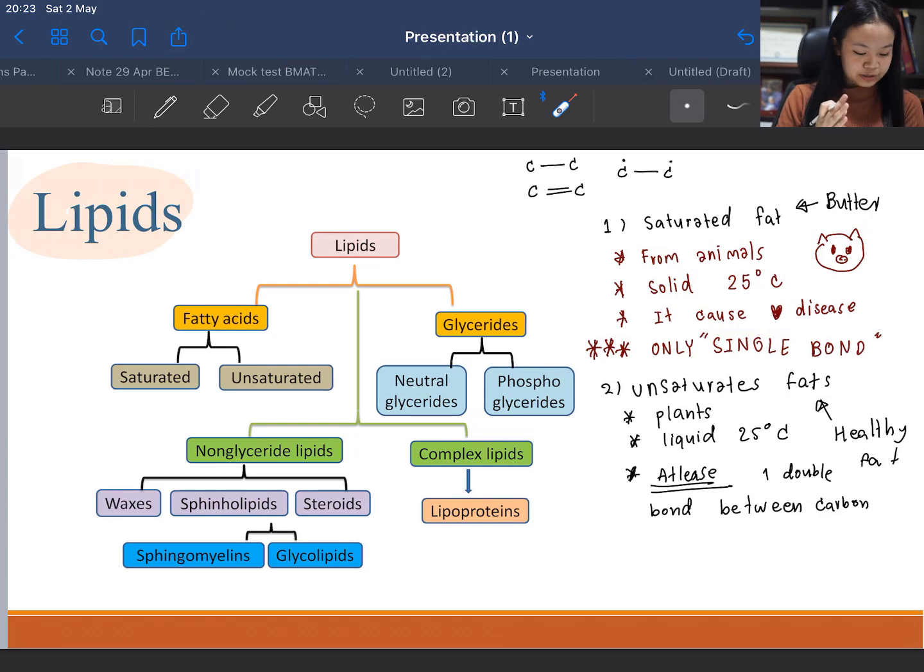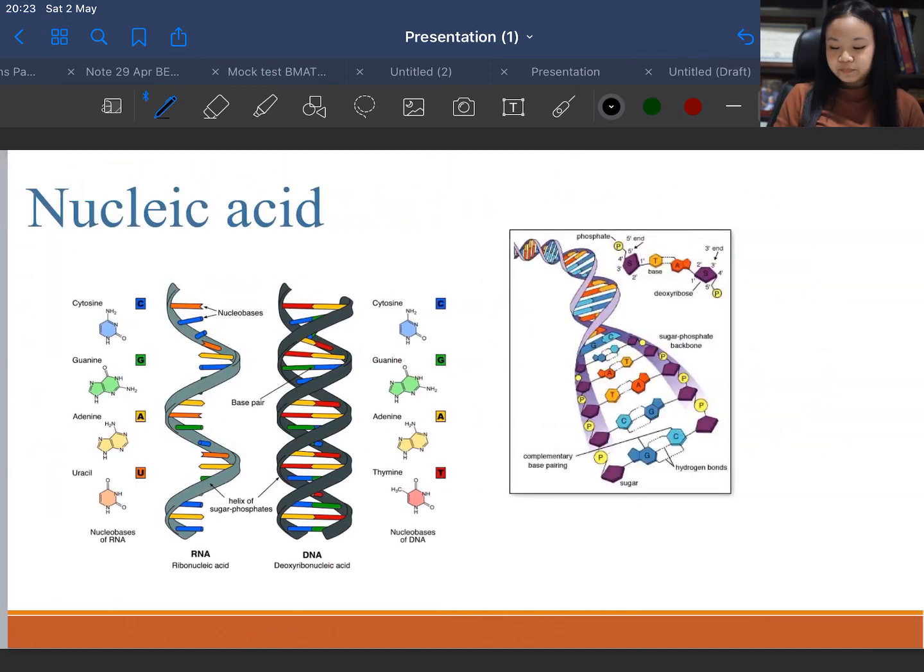Lipid function: energy storage, 1 gram gives 9 calories. The biological structure, the main component, is in the cell membrane, which is mostly fatty acid. I'm going to talk through it. Biological function will be about hormones and steroids. So if the SAT asks you what kind of biochemical is about steroids, it is lipids. Okay? Now go through the nucleic acid.